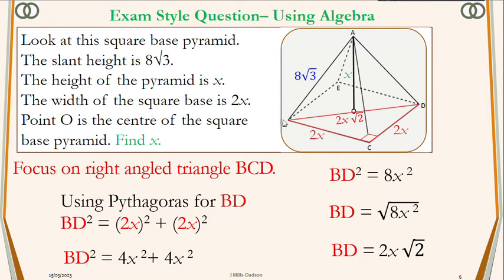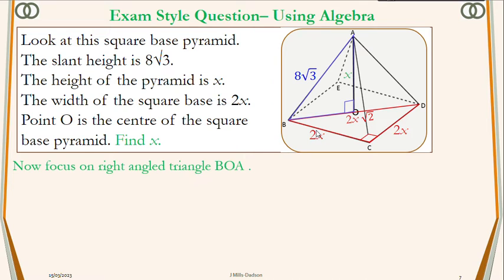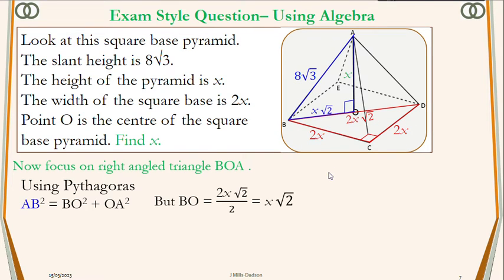Knowing this, let's work out how long BO is. BO is exactly halfway along line BD. So we're going to focus on triangle BOA. So we work out what is BO. So BO is just 2x root 2 divided by 2. We end up having x root 2. So that's what we have here.